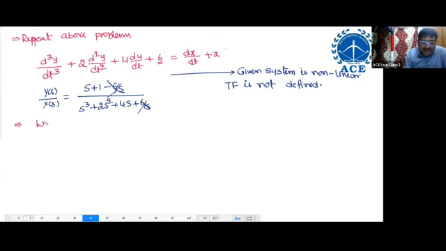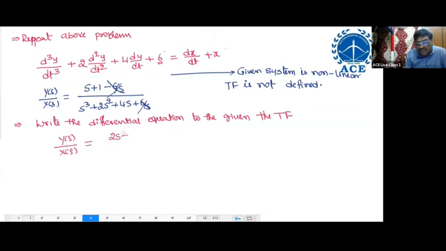Write the differential equation to the given transfer function. Y of s by X of s equal to (2s plus 3) by (s square plus 5s plus 6). Come on, write the differential equation.